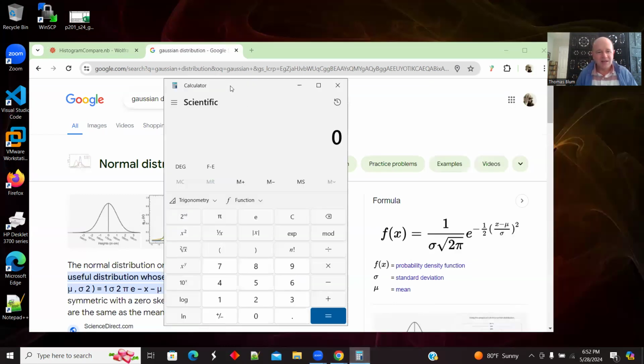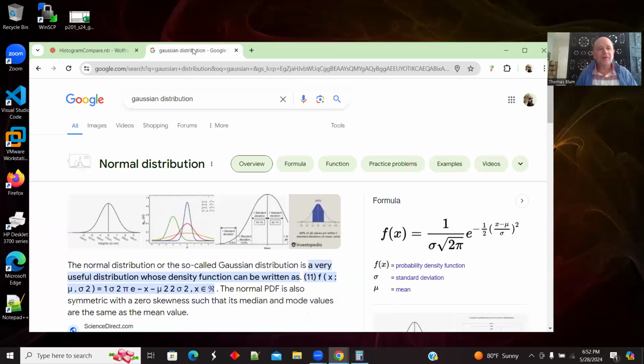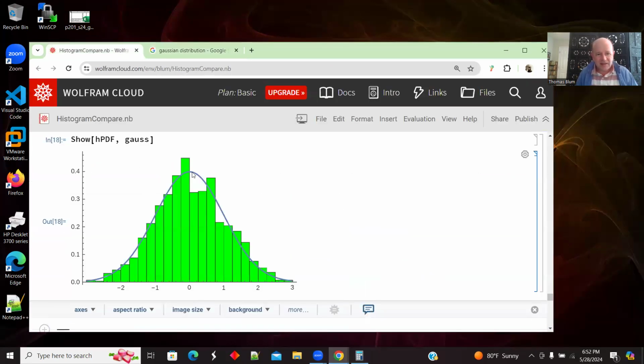So I just want to get 2 times pi, and then take the square root of that and take the reciprocal of that. And here's almost 0.4. And that's here, both the histogram and this Gaussian curve are at about 0.4. So that's at least some suggestion that it is indeed that function that I just showed you.